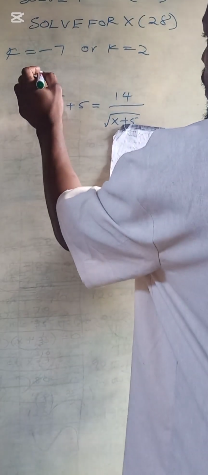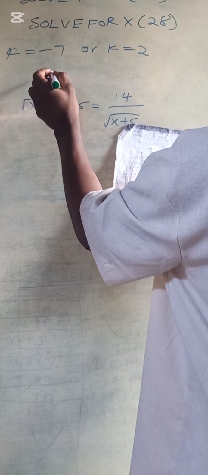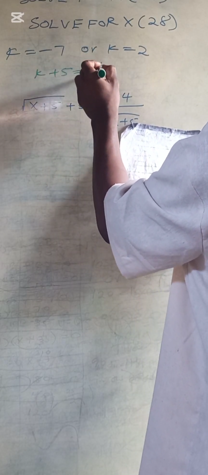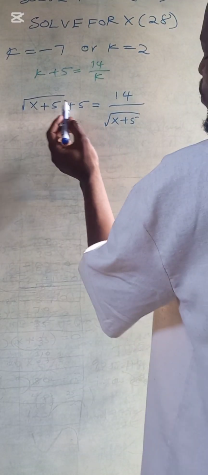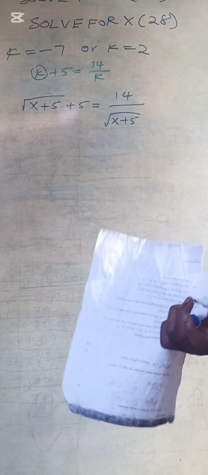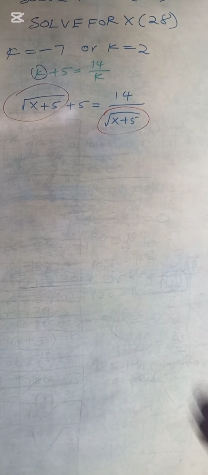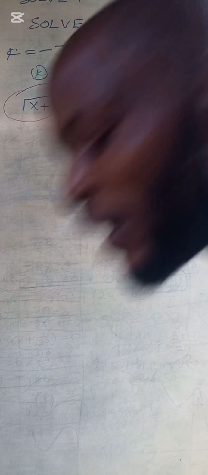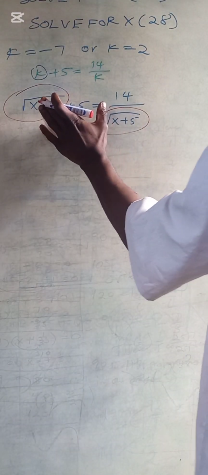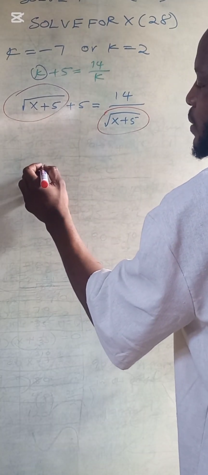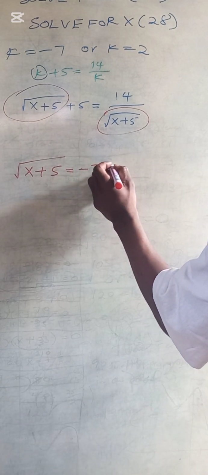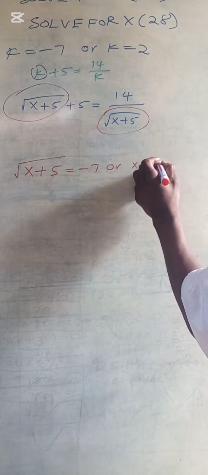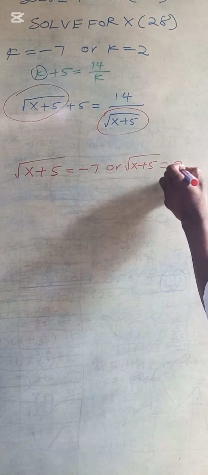If you remember, the equation earlier was k plus 5 is equal to 14 over k. If you compare these two equations, you can see that basically where there was k, they replaced it with the square root of x plus 5, right? That's why we say hence or otherwise. So if we solve this equation, we will get that the square root of x plus 5 is equal to -7, or the square root of x plus 5 is equal to 2.